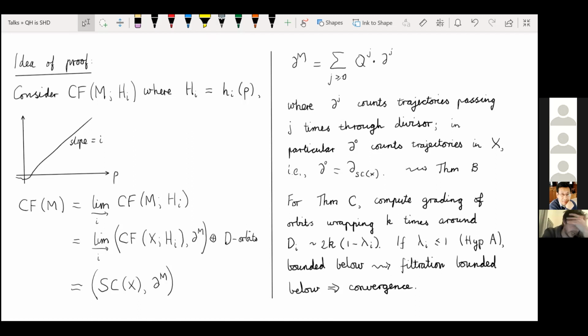So the idea of the proof is that we should consider Floer cohomology of M computed using a Hamiltonian which gets bigger and bigger as it goes toward D, a family of Hamiltonians H_i, where H_i gets bigger and bigger along the divisor D.